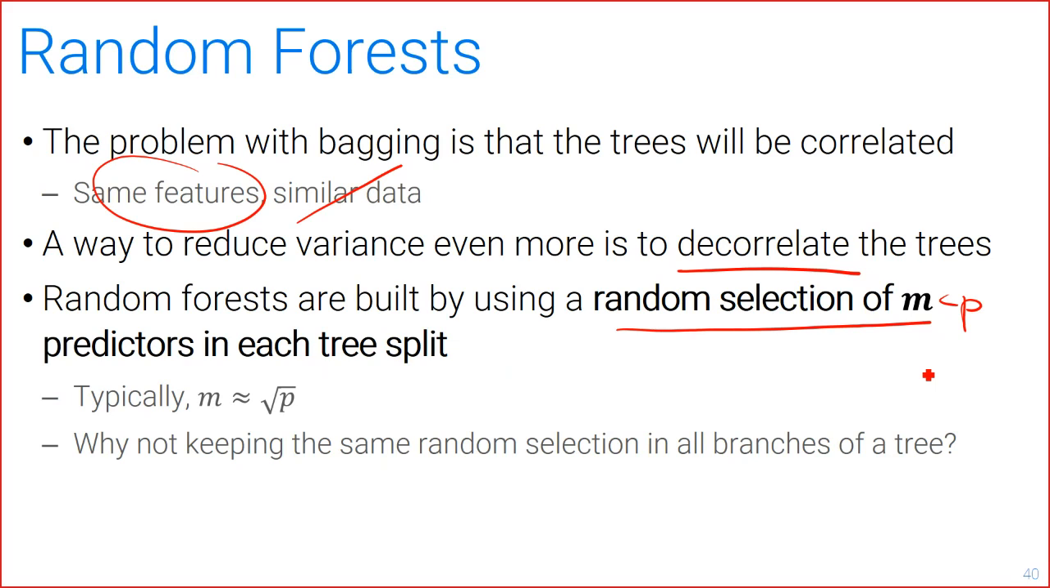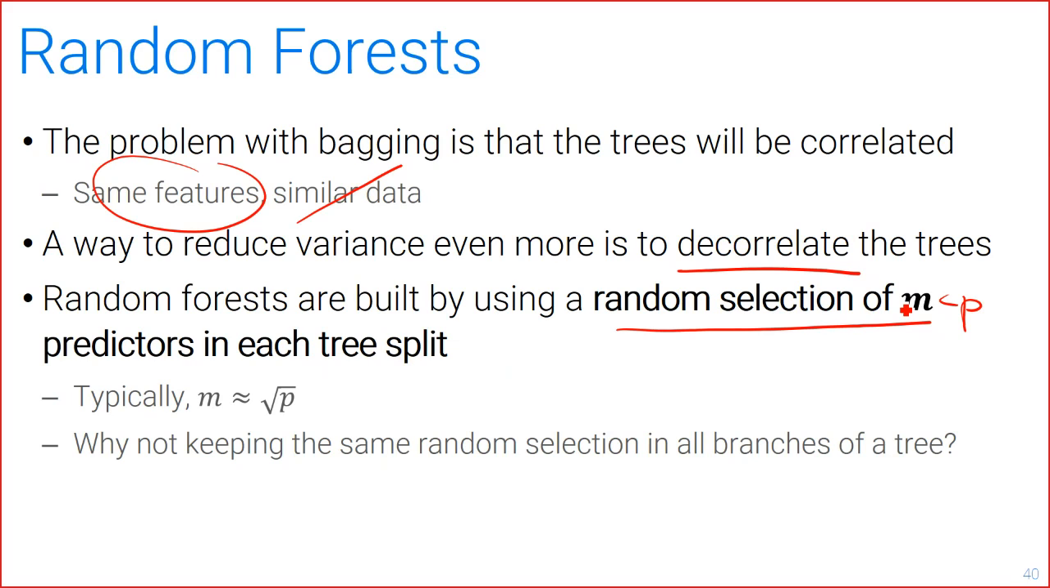The bias is going to be higher because, after all, we are restricting the capability of the model to make good splits. We are restricting the feature space in each split, and so the individual tree is not going to be so good. But when we average over multiple trees, we're going to get rid of that problem.